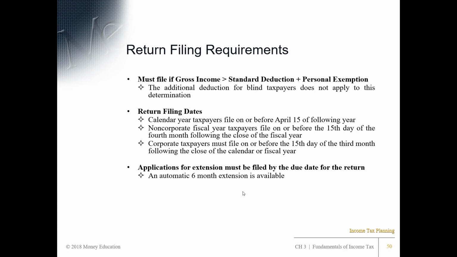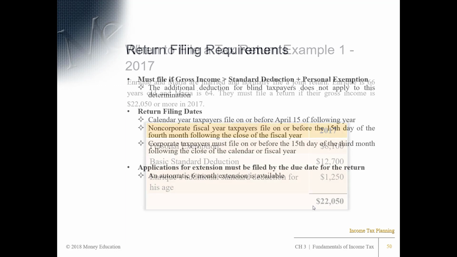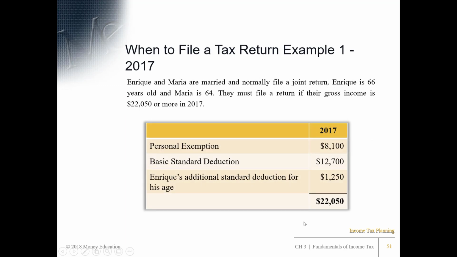Corporate taxpayers must file on or before the 15th day of the third month following. Applications for extension can be filed by the due date. An automatic extension is available for 6 months. So personal extensions are due on October 15th, technically, for a calendar year.